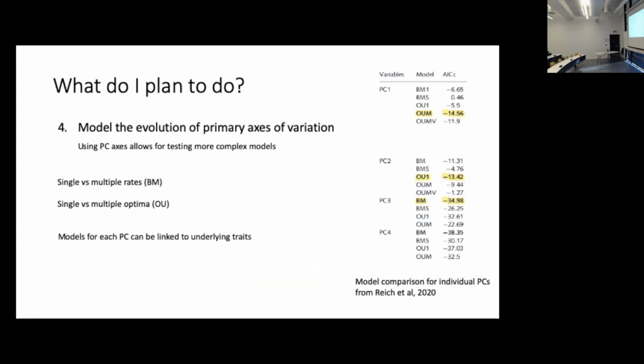And this is what was done in another morphometric study here, which worked with the first 3 principal components. They identified different evolutionary models and linked that to the pollination syndromes, which was selecting for different shapes, primarily on principal component 1. So we can link these models to the traits underlying these principal components.